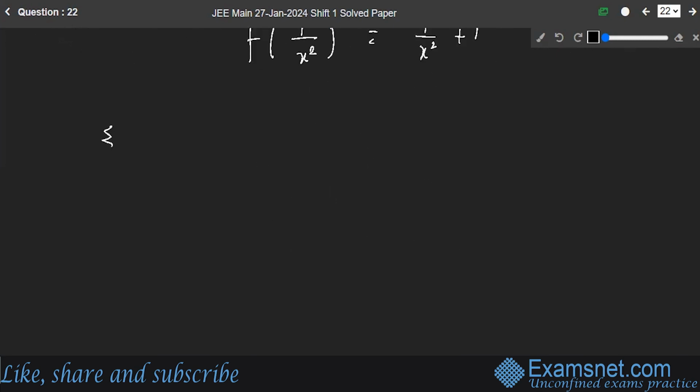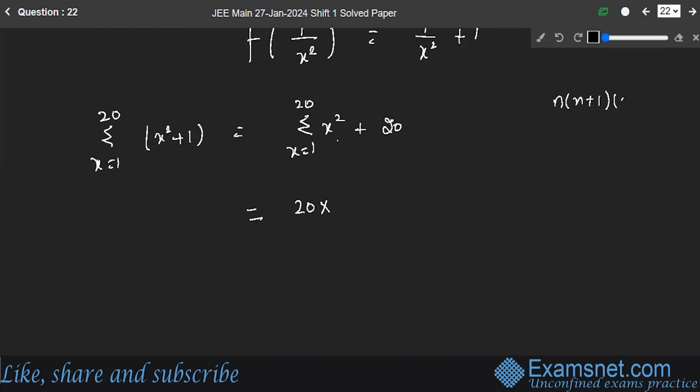So therefore, the summation from x equal to 1 to 20 of (1 upon x squared plus 1) is equal to the summation from x equal to 1 to 20 of x squared plus 20 times 1, right? So 20 times 1, so this will be plus 20 only. Now this is given by n into n plus 1 into 2n plus 1 upon 6. So n is 20, so 20 into 21 into 41 upon 6 plus 20.